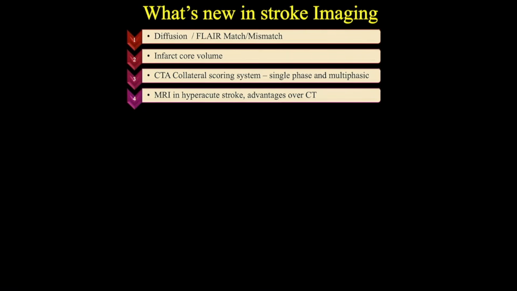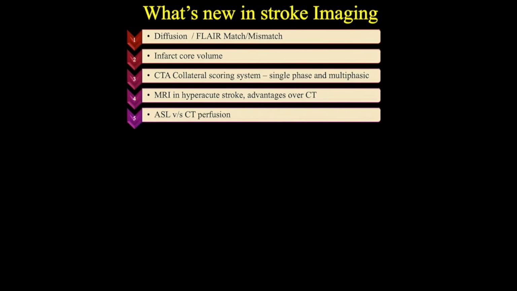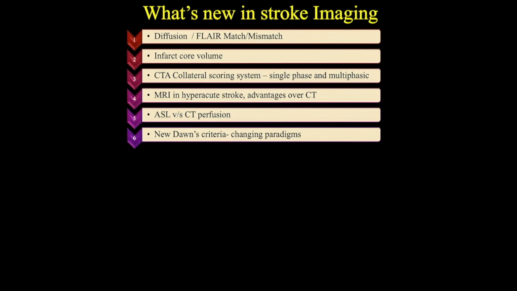Then we look at the role of MRI in hyperacute stroke and its advantages over CT. Then we'll try and understand how ASL is as good or probably better than CT perfusion. Then we look at the new DAWN criteria and the continuously changing paradigms in stroke treatment, and how it impacts the imaging as well.